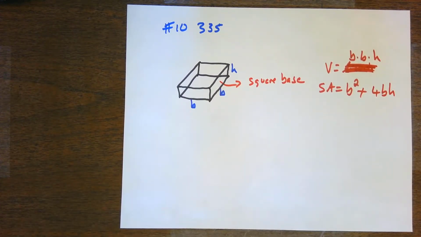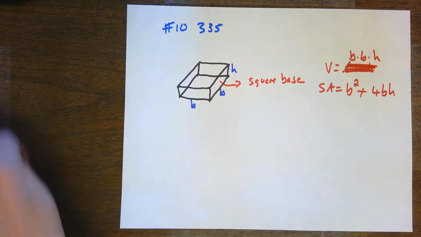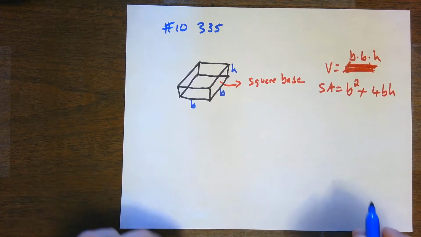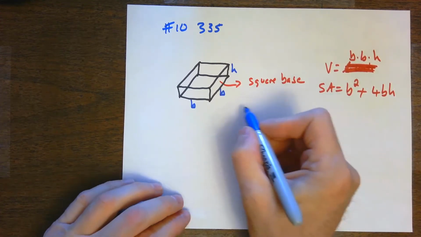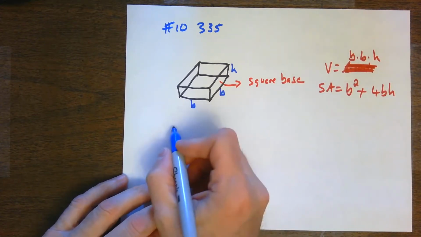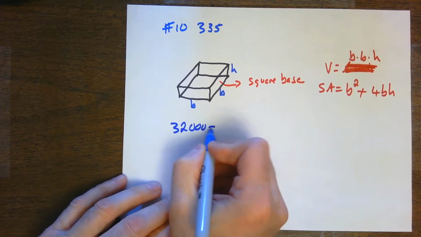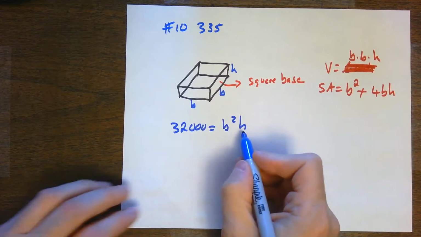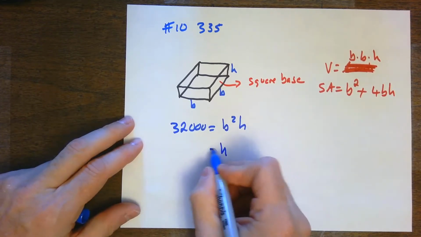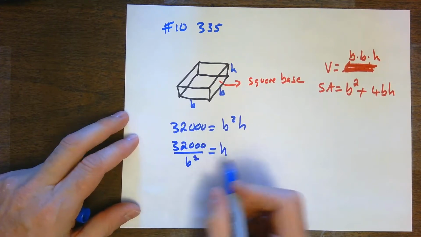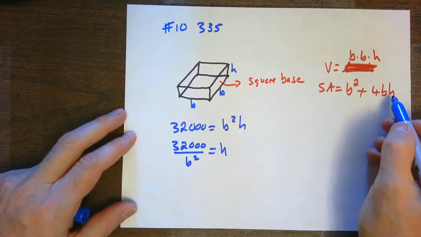All right, so what else do I know? Well, I know that the volume has to be 32,000 cubic centimeters. So I'm going to use the volume formula here, and I'm going to say 32,000 equals b squared h. B times b is b squared h. I'm going to solve this for h. h equals 32,000 over b squared. Why did I solve this for h? Because I'm going to substitute it in there.